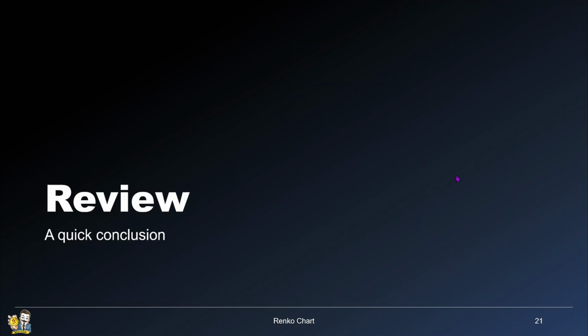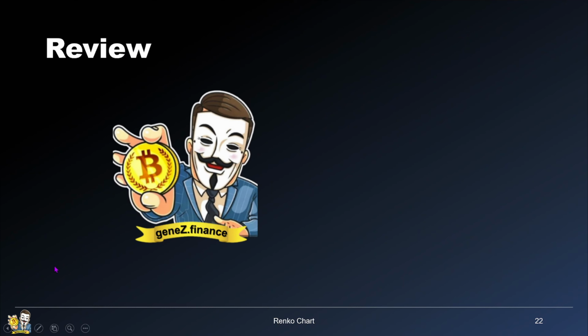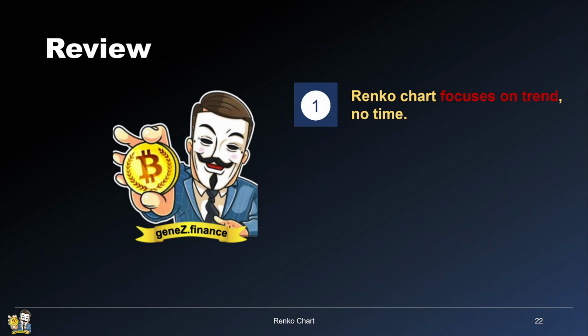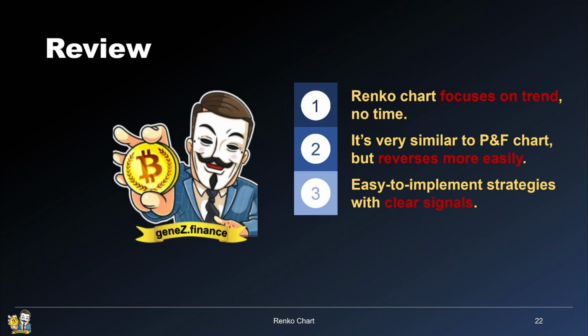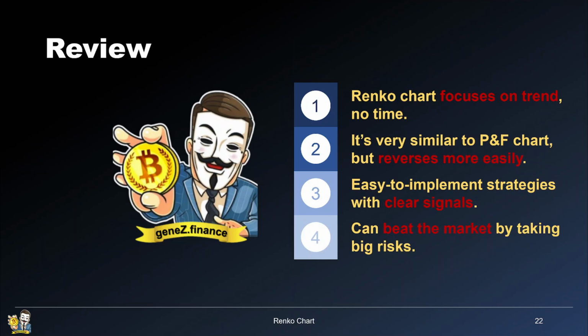Let's finish this video with a quick conclusion. We have seen that Renko chart focuses mainly on trends and not on time. It is very similar to P and F chart, but it's reversed much more easily because one single box is enough to change the trend. The each reversal strategy is very easy to implement and sends very clear signals. And finally, the Renko chart can, in some cases, beat the market, but by taking huge risks for that. So I do not recommend using this graph, except if you are ready to lose up to 30 or even 40% of your capital.